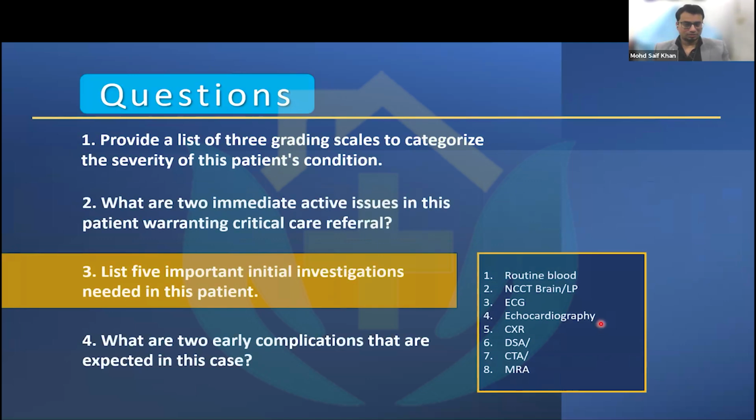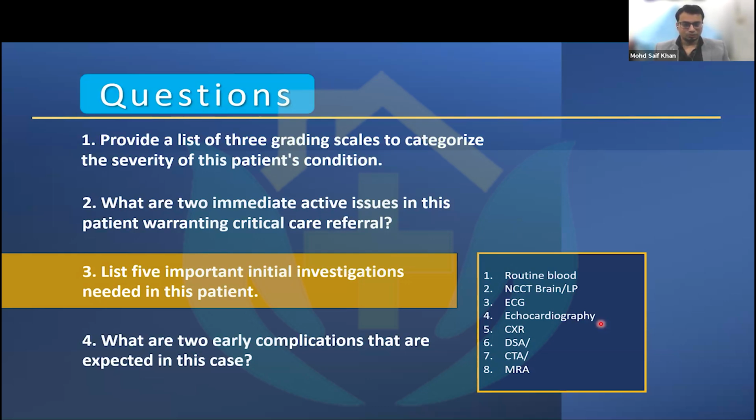The next question was initial investigations. So routine blood, but what you forgot was the NCCT brain. NCCT brain is the first and most commonly used imaging investigation to detect SAH, even to grade the SAH. And if it is inconclusive, if NCCT is not able to detect SAH or make the diagnosis, you have to go for LP. In this case, the patient had neck stiffness, so definitely go for LP.